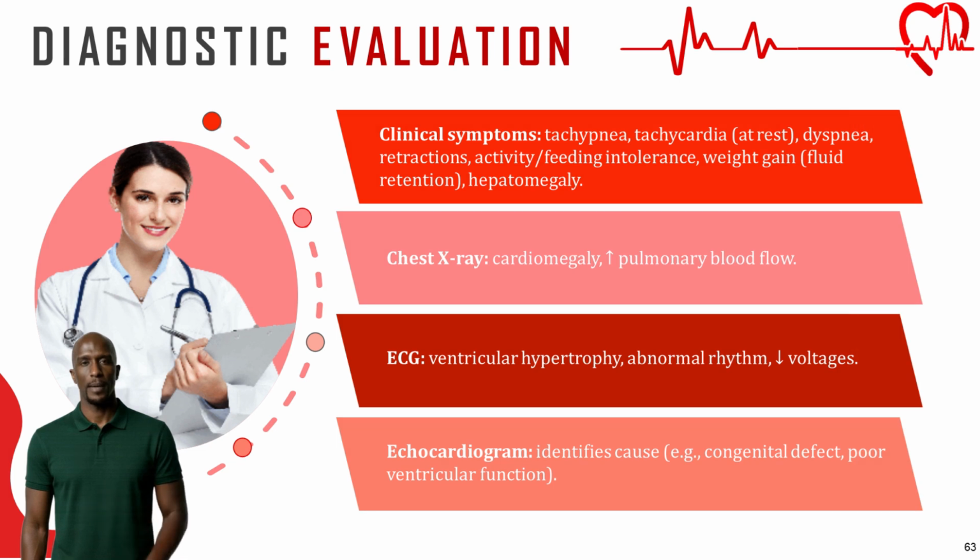Diagnosis is based on a combination of clinical symptoms and diagnostic tests. Clinically, affected children often present with tachypnea, tachycardia even at rest, dyspnea, retractions, feeding or activity intolerance, weight gain due to fluid retention, and hepatomegaly. A chest x-ray may show cardiomegaly and increased pulmonary blood flow. An ECG often reveals ventricular hypertrophy, abnormal rhythms, or decreased voltages, while an echocardiogram helps identify the underlying cause, such as a congenital defect or poor ventricular function.